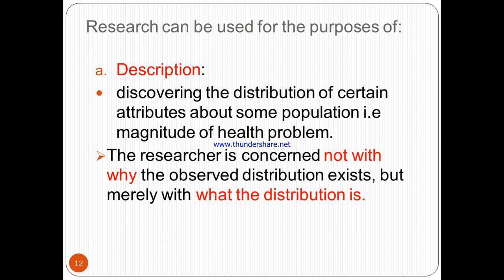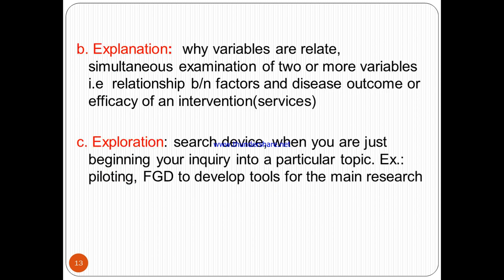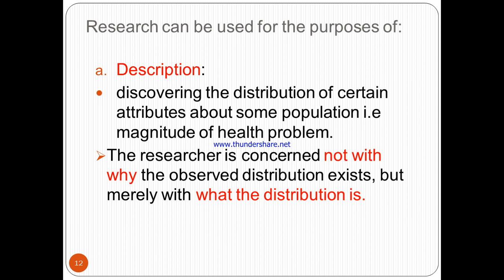Research can be used for the purpose of description, explanation, and exploration. The first one is description: discovering the distribution of a certain attribute about some population, the magnitude of health problems. Description, in a sense, is more focused on the magnitude of health problems. The researcher is concerned not with why, but with the distribution and the magnitude of health problems.